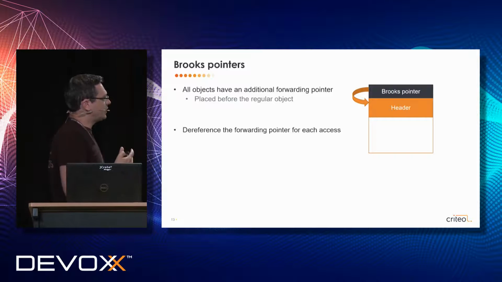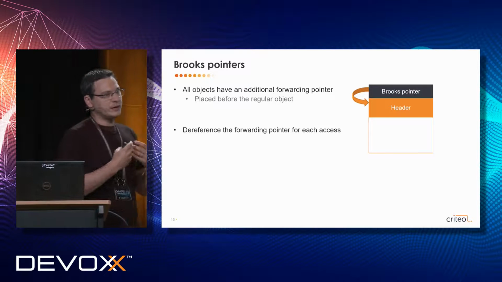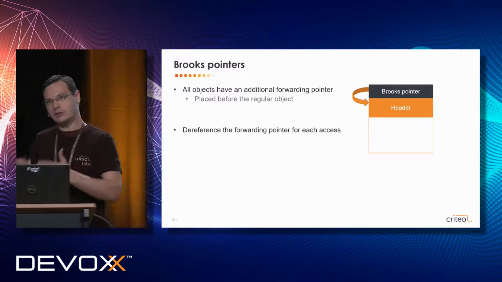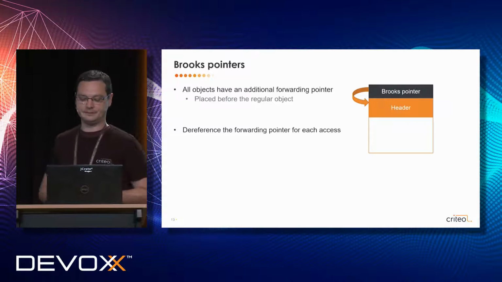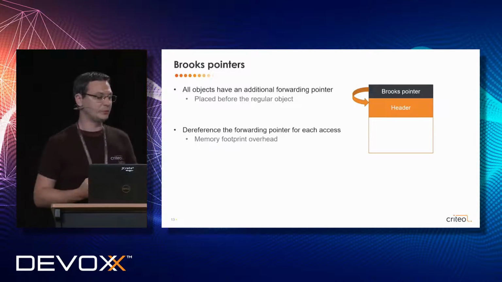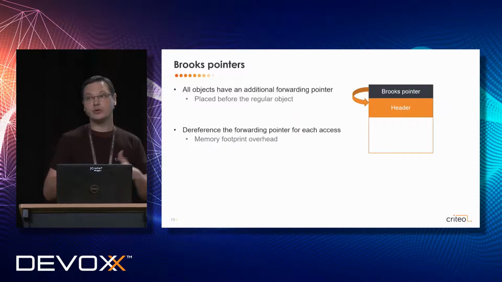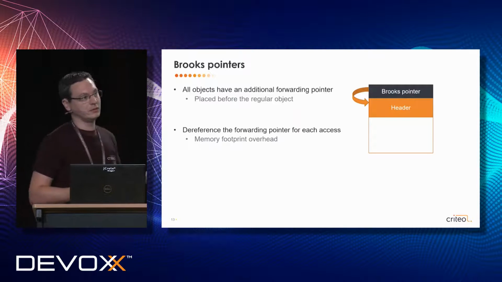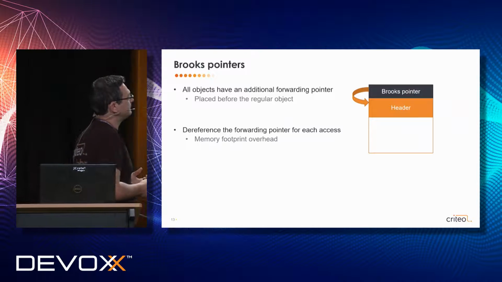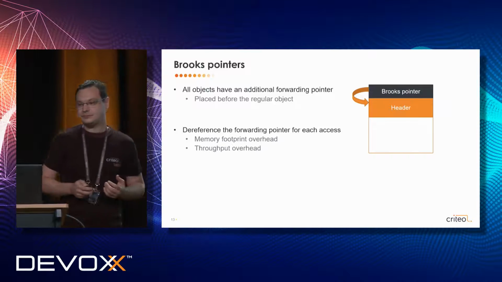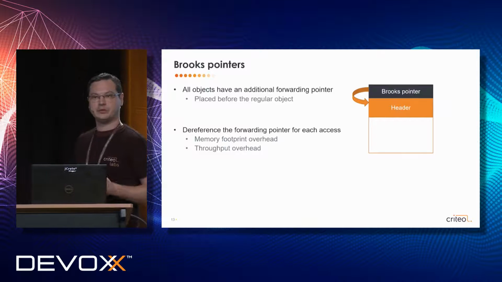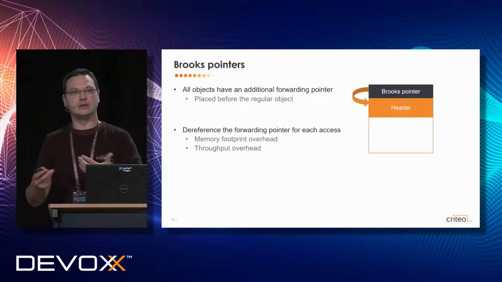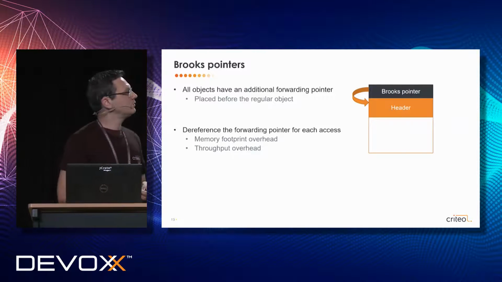So it means that each time we need to access an object, we need to dereference the Brooks pointer to get it. It means that we have a memory footprint overhead. Every object, even if you have millions of objects, has those 8 bytes added for 64 bits. And also a throughput overhead, because you need to dereference, a memory access, to get to those objects.